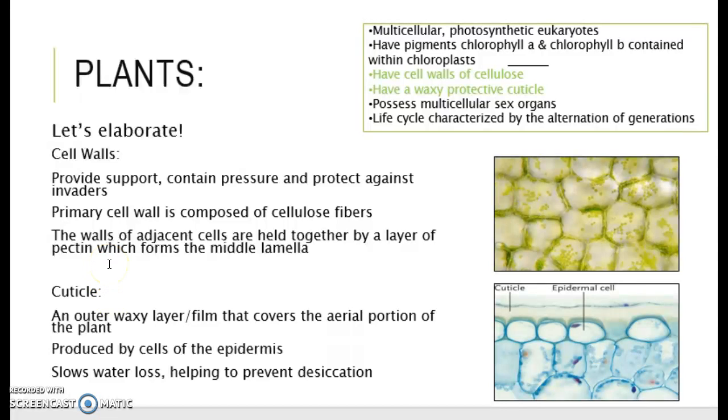One example I always like to show my students is a magnolia leaf, because you can see that waxy layer. It's produced by the cells of the epidermis. It slows water loss and helps prevent desiccation. And here are examples that are shown to you.